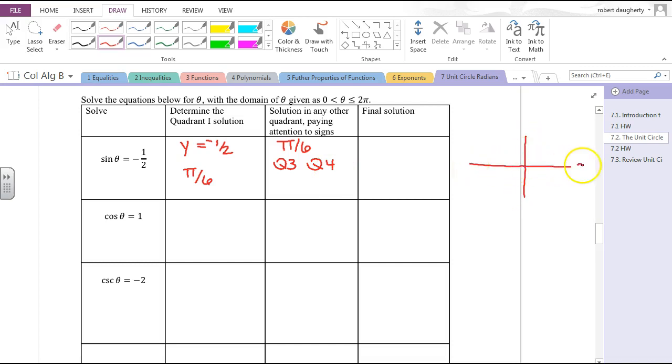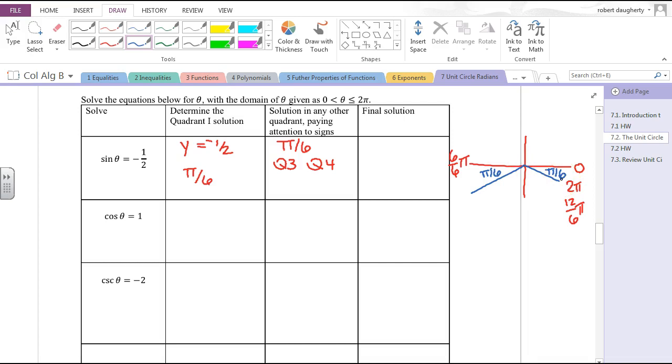this angle. So if this is 0, and if this is pi, since I'm talking about pi over 6, let's call this 6 over 6 pi. And then when I make a full revolution to 2 pi, that's going to be 12 over 6, 12 over 6 pi. Okay? So if I'm looking for pi over 6 in the quadrant 3 and quadrant 4, so I'm looking for these 2 angles.